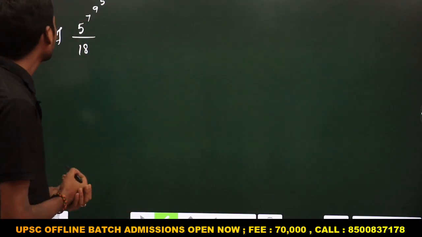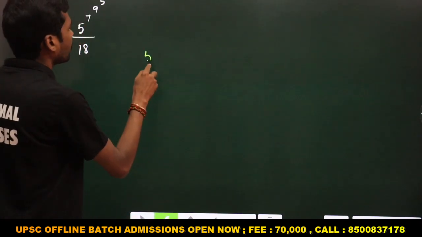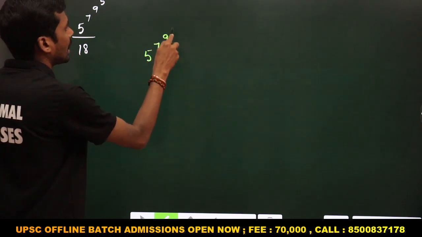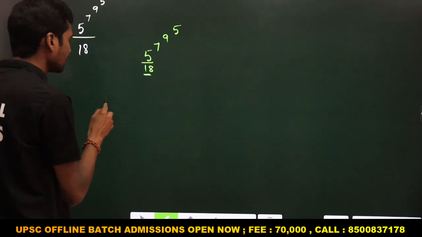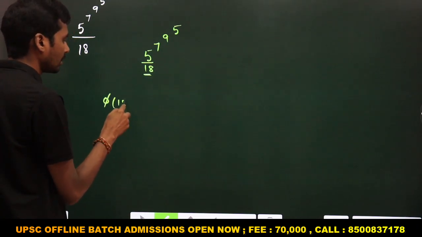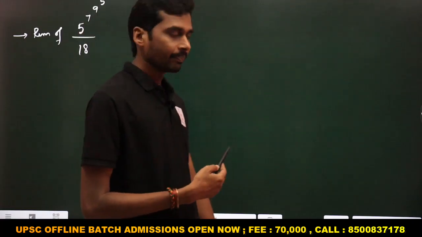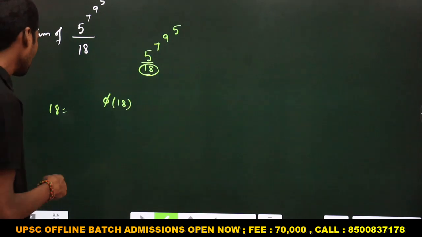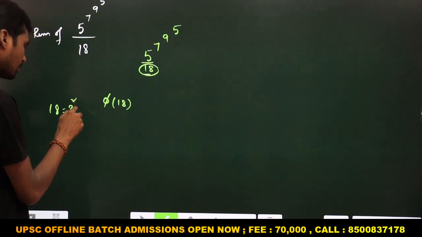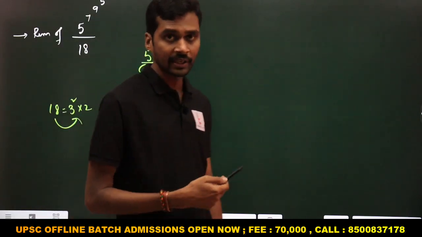So the next problem is, what is the remainder of 5 to the power of 7 to the power of 9 to the power of 5 when divided by 18? First thing is, immediately I had to take out the totient of 18. 18 can be written as 3 sixes, or 9 twos. So the immediate thing is I have to find out what the totient is.